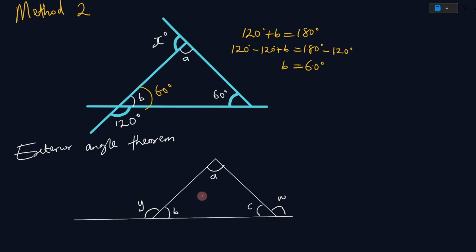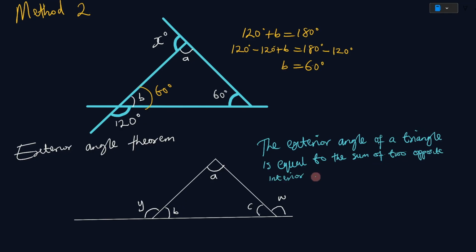The Exterior Angle Theorem states that the exterior angle of a triangle is equal to the sum of the two opposite interior angles. This means that angle Y is exterior to angle A, B, and angle C. Also, angle W is exterior to angle A, angle B, and angle C. So applying this theorem, if we consider angle Y, the two angles that are interior and opposite to angle Y are angle A and angle C. Therefore, angle Y is equal to the sum of angle A and angle C.